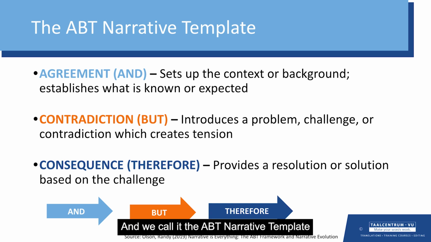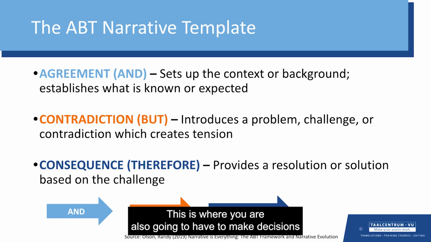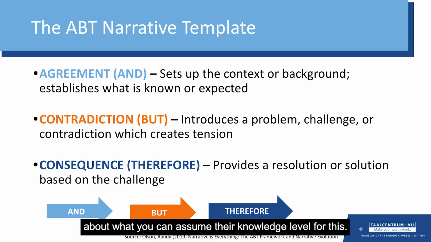And we call it the ABT narrative template because it stands for and, but, and therefore. So we start with the and portion. This is where we set up the context, the background. We tell our audience what they should know already or what they need to know in order to follow the rest of the story. This is where you are also going to have to make decisions about what you can assume their knowledge level already is.